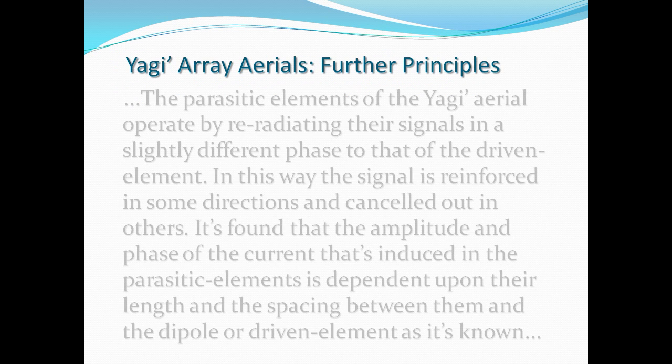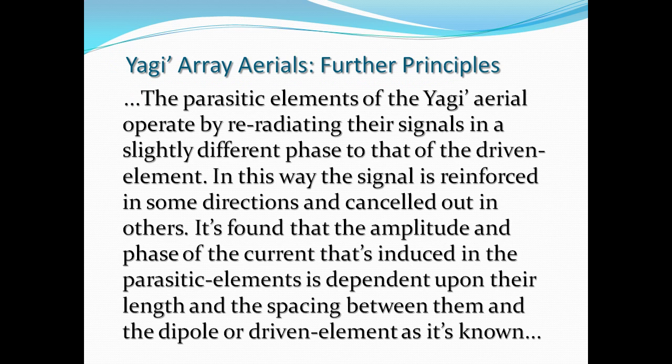Yagi array aerials, further principles. The parasitic elements of the Yagi aerial operate by re-radiating their signals in a slightly different phase to that of the driven element. In this way, the signal is reinforced in some directions and cancelled out in others. It's found that the amplitude and phase of the current that's induced in the parasitic elements is dependent upon their length and the spacing between them and the dipole, or driven element as it's known.